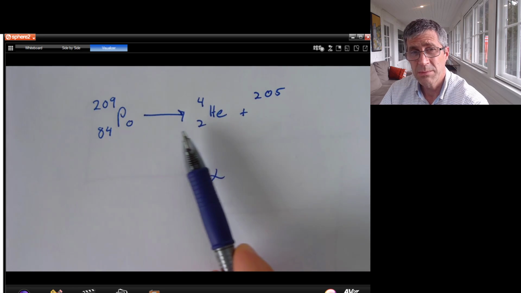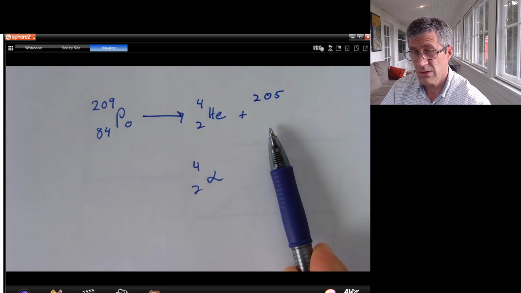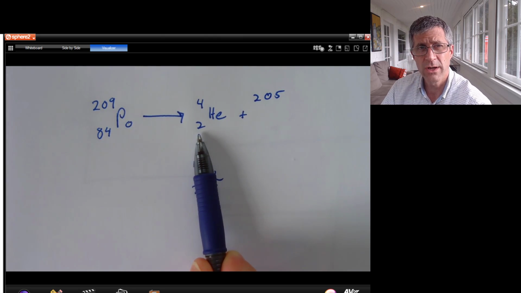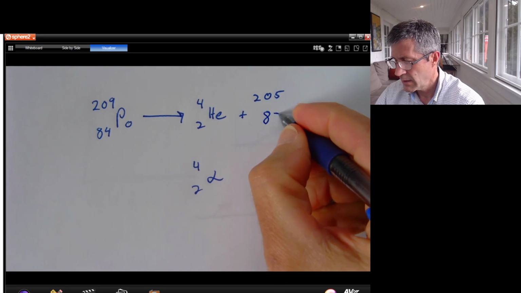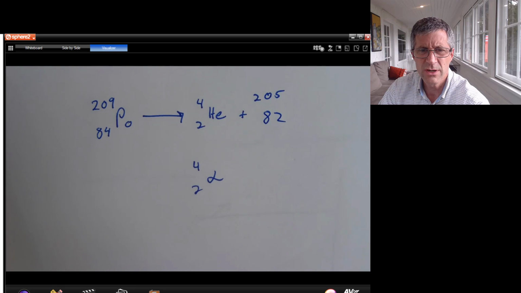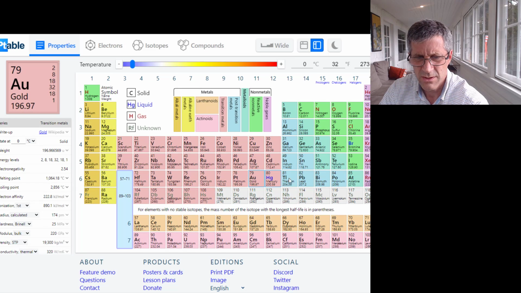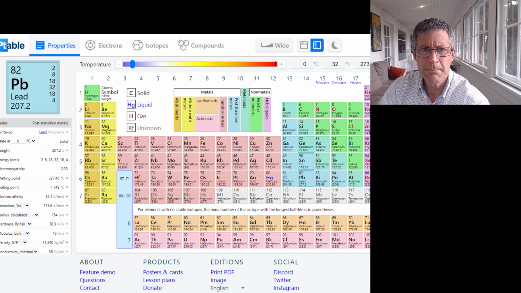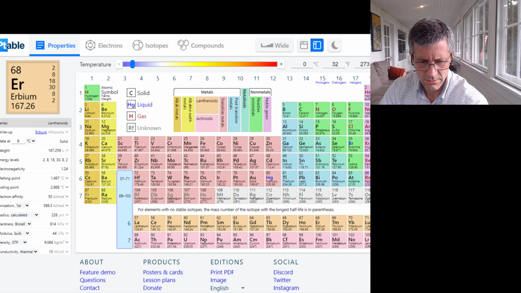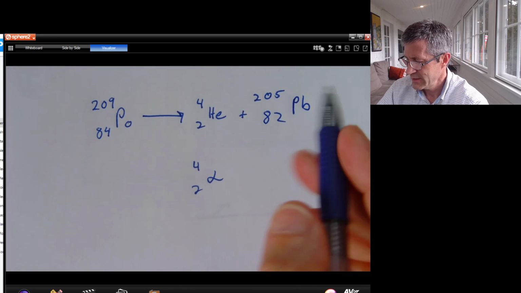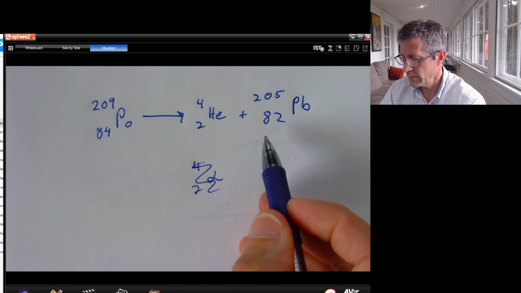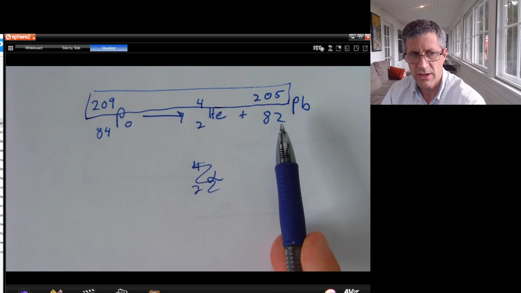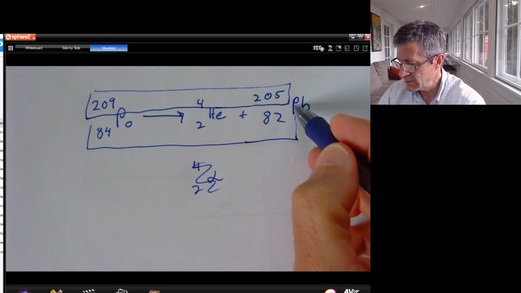The bottom number represents the charge, and be careful how I say this. I start with a charge of positive 84. 2 of those get flung out in the alpha particle, so I must be left with 82. Now I'm going to go to the periodic table and look up element number 82. Here we go, 81, 82. That's going to be lead. So I'm going to write down lead as the thing that I get. This is what you want to end up with. Again, be careful. Notice that my mass is balanced between my reactants and products, and my charge is also balanced between reactants and products.